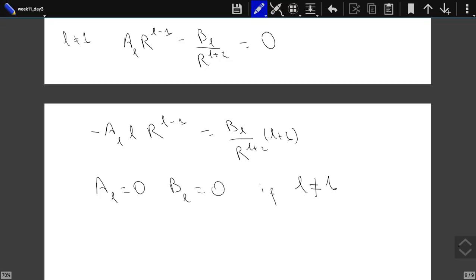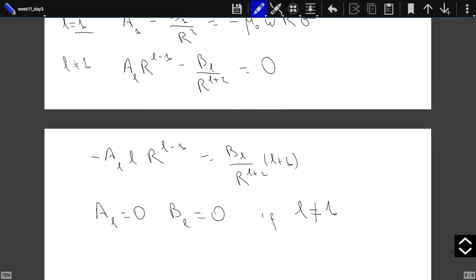For L not equal to 1, why is r to the power L plus 2 in the denominator? Just look at the derivation. When we are taking the gradient of phi m, the theta component is the derivative with respect to theta multiplied with 1 over r. So the BL coefficient was r to the L plus 1. If I divide by r, it just becomes r to the L plus 2.